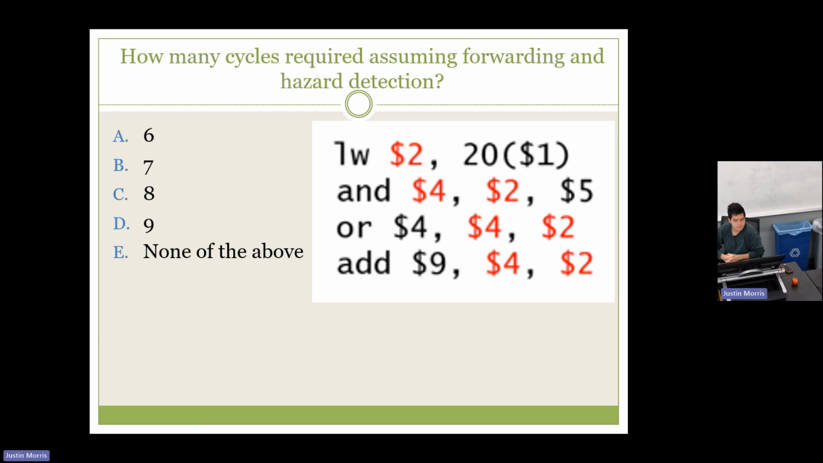Then the next question is, how many cycles are required, assuming we have forwarding and hazard detection? So everything that we've covered up until this point. How many cycles does this code take?